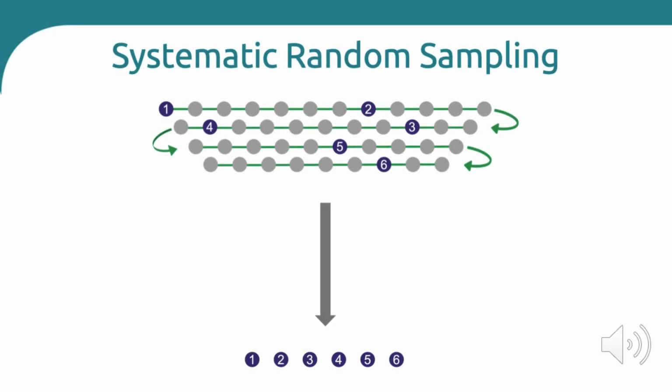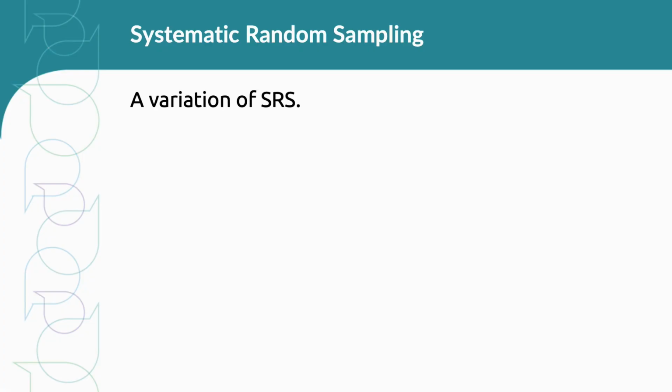The second sampling strategy that we'll cover is systematic random sampling. Systematic random sampling is a variation of SRS and can be used when it's important to maintain the distribution of one or more attributes of the population in the selected sample.